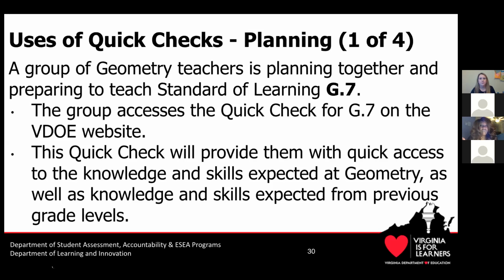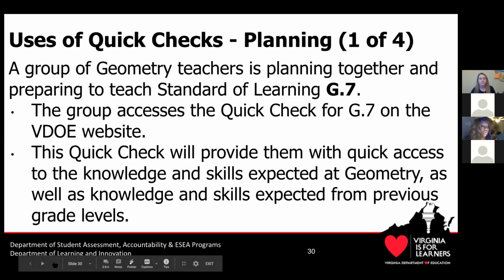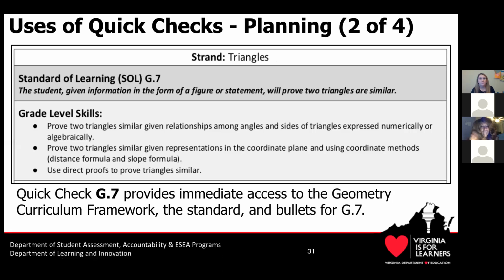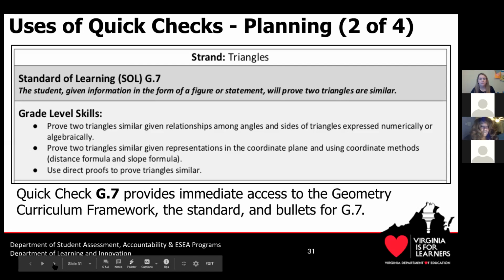And this is going to provide them with quick access to the knowledge and skills that are expected at geometry, as well as give some insight into what is expected from previous grade levels of those prerequisite skills. So first, in looking, they study as a CLT and say, all right, look, I'm looking at this particular strand. I know it's from the triangle strand, my standard of learning, and what's expected of the students. And I have immediate access to the curriculum framework, the standards, and the bullets for G.7. Again, one-stop shopping is right there at your fingertips.